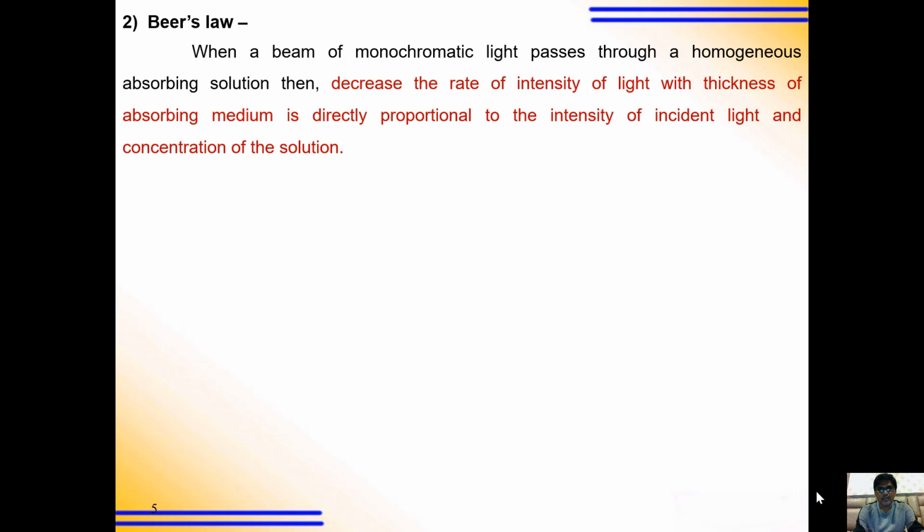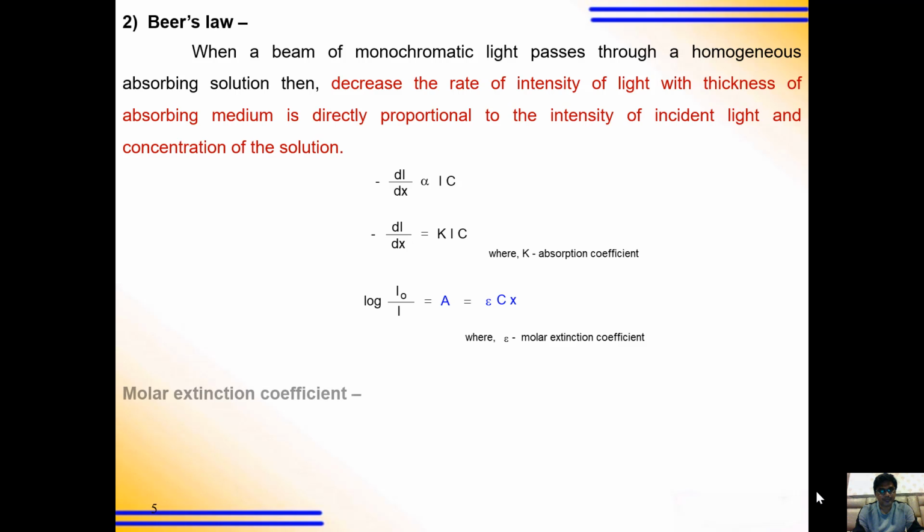When a beam of monochromatic light passes through a homogeneous absorbing solution, the rate of decrease of intensity of light with the thickness of the absorbing medium is directly proportional to the intensity of incident light on the solution. Here also the representation is minus dI upon dx is directly proportional to I into C, where C is the concentration of the solution. Minus dI upon dx is equal to k into I into C, where k is the absorption coefficient. These equations can be written as log of I0 upon I equals A equals epsilon into C into x, where epsilon is the molar extinction coefficient.